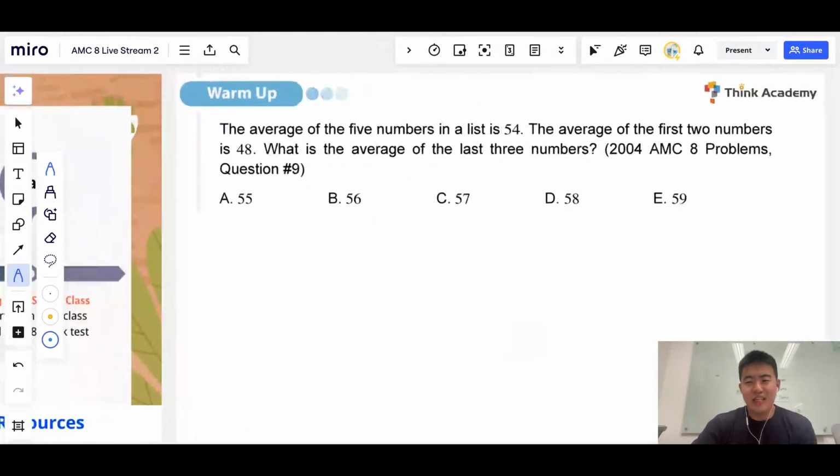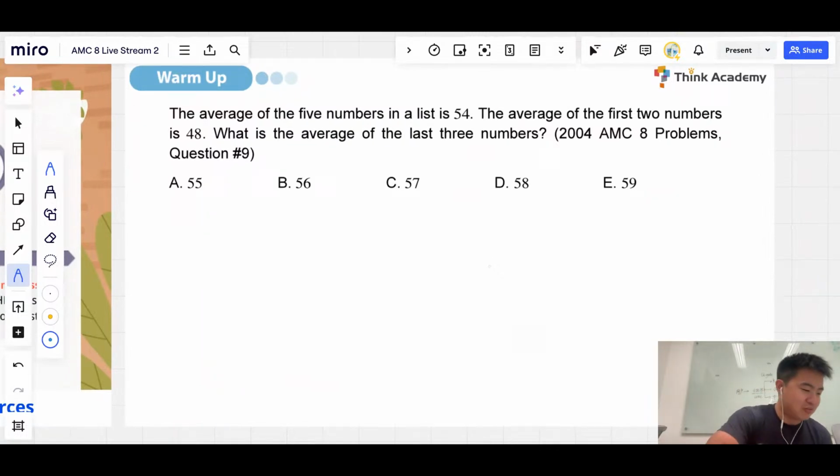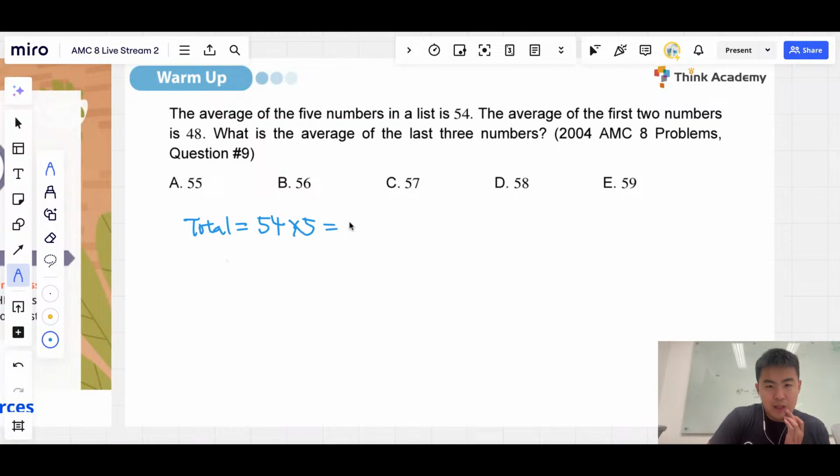Okay, so let's go to our last problem of today's live stream session. The average of the first 5 numbers in a list is 54. So first we can find the total, right? Since there are 5 numbers and their average is 54, I can just write the total is 54 times 5, which is 270, okay? So that's the total.